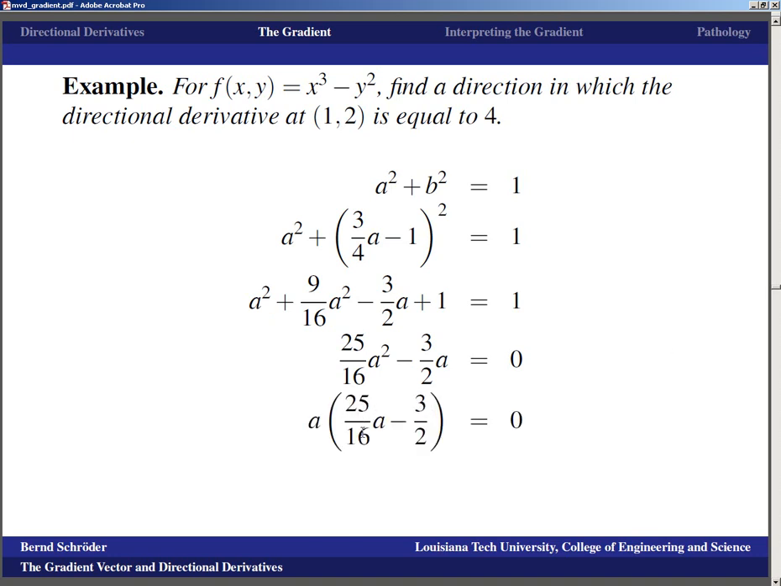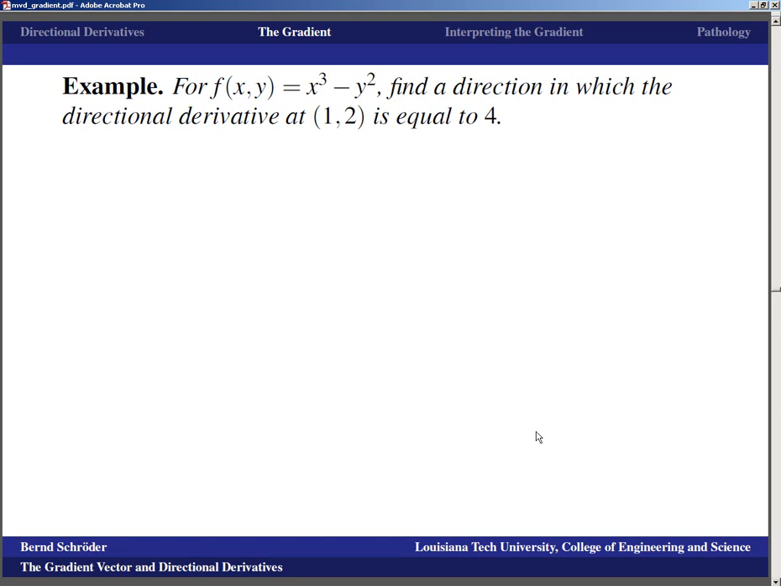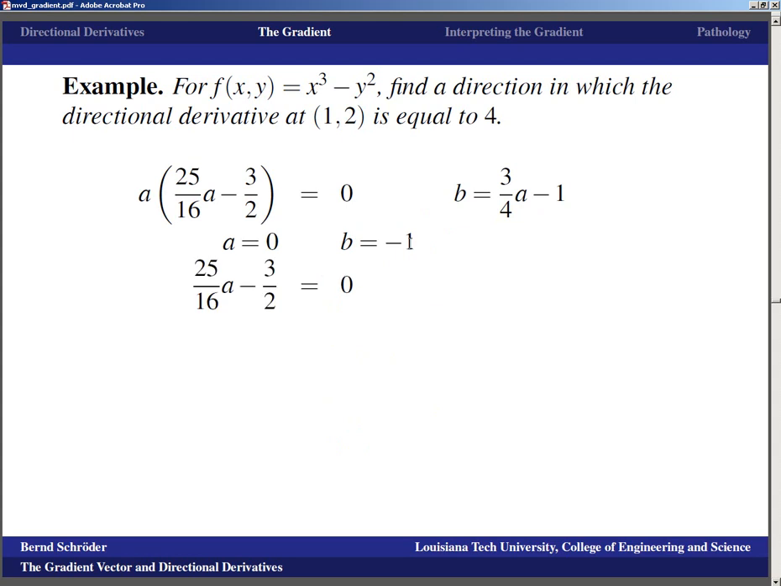That gives us a times 25 over 16 a minus 3 halves equals 0, and that therefore gives us this equation, and we also know that b is 3 quarters a minus 1. And then, of course, on one hand, we get a equals 0, and when a is equal to 0, then b is equal to 3 quarters times 0 minus 1, which is negative 1.